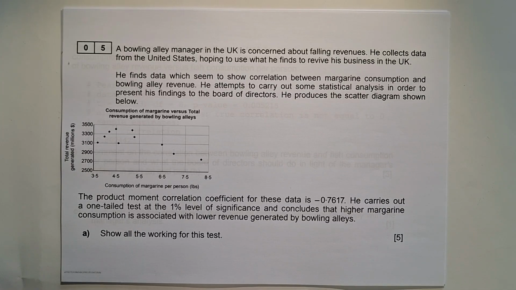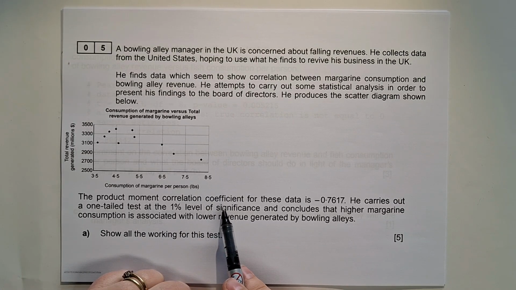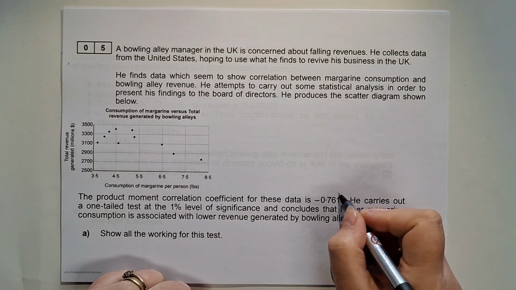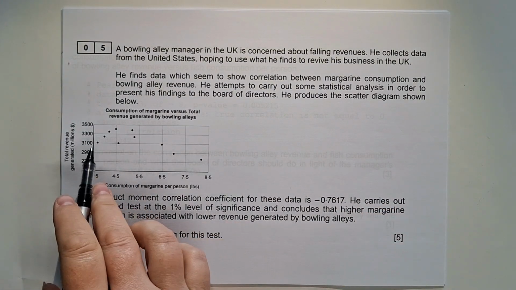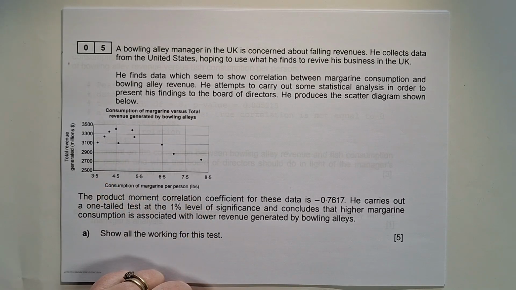Question 5. A bowling alley manager in the UK is concerned about falling revenue. He collects data. Okay, what have we got? We've got a scatter diagram and we've got a product moment correlation coefficient. So that's our PMCC value at minus 0.7617. So is it looking like negative correlation?